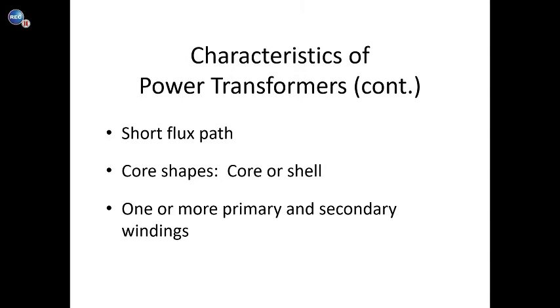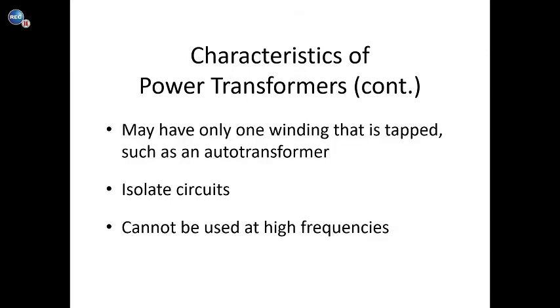With a power transformer, our goal is to transfer as much power from the primary to the secondary as we can. We want the efficiency to be as close to 100% as we can, and so that requires a short flux path. The core shapes can either be core or shell, and there's usually one or more primary and secondary windings. We may have only one winding that is tapped, such as an auto transformer. All of the transformers we've seen so far have a primary and a secondary winding, though it's possible to have a transformer that only has one winding, and that one winding acts as the primary and the secondary, and we'll see some examples of that here as we go.